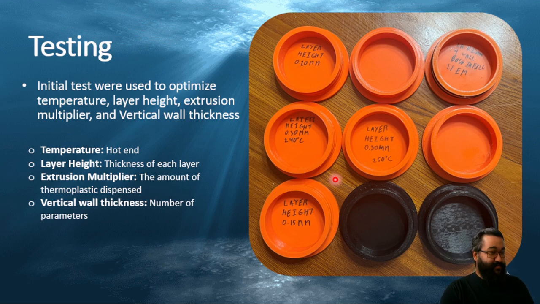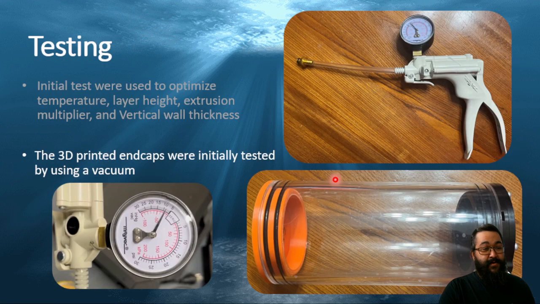So once I figured out what parameters I wanted to change, I needed to go into testing. I'm using a vacuum to do all my initial tests. In the top right corner is the hand vacuum pump that I used, which is connected to this cylinder on the bottom right with a vacuum fitting.